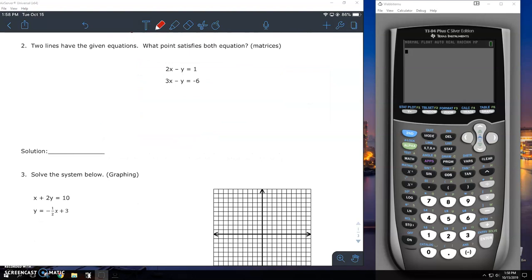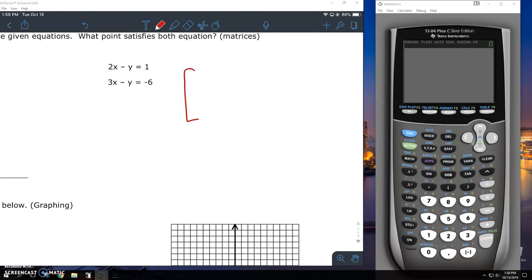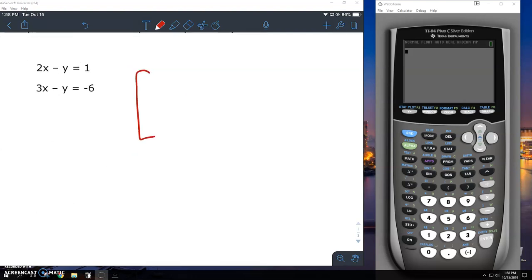Number 2 says, two lines have given equations. What point satisfies both equations? And this one tells us to solve using matrices. So the first thing that I'm going to do is go ahead and set up the matrix. Okay, and we're going to use the coefficient in front of the variable. So I have 2. That's a negative y, so negative 1. And that equals 1. And then I have a 3 in front of my x, and again another negative y, so negative 1, and that equals negative 6.